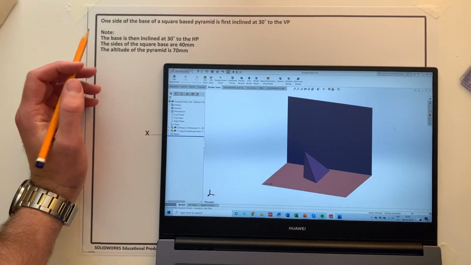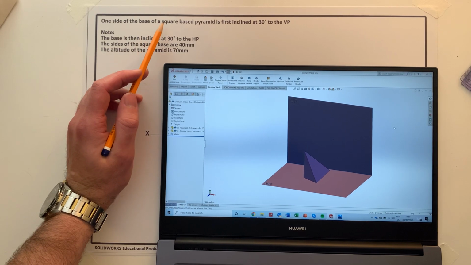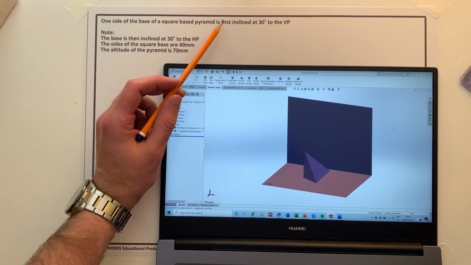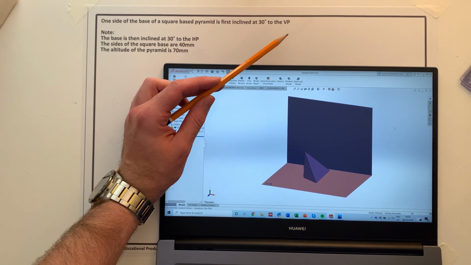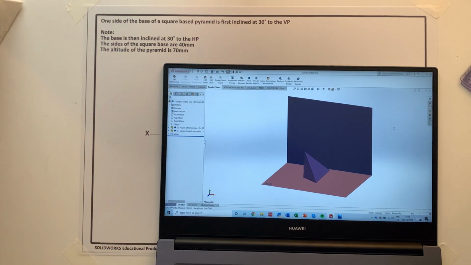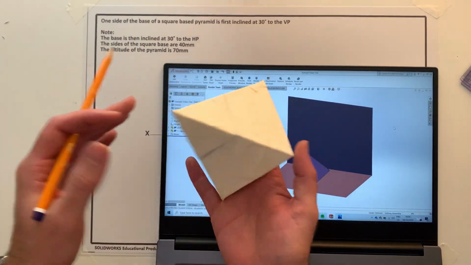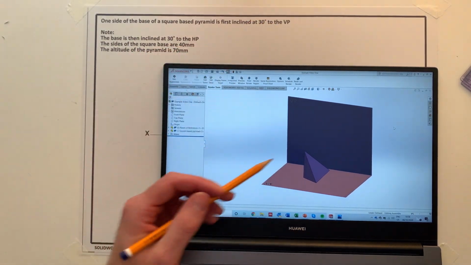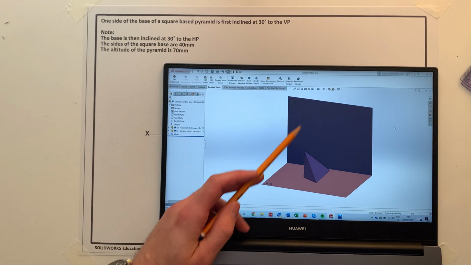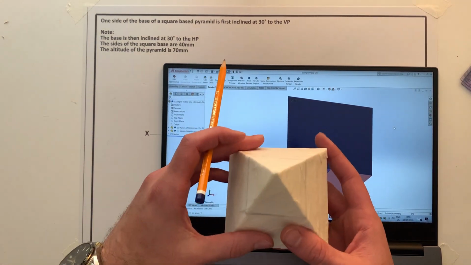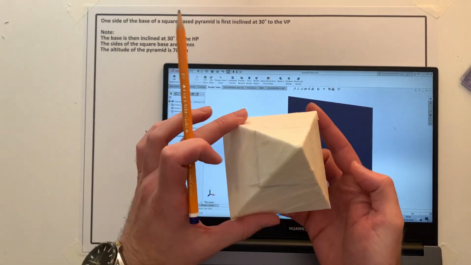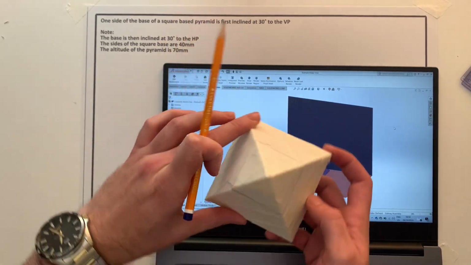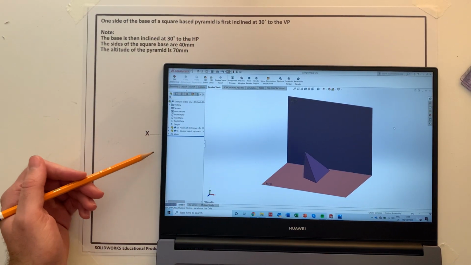So we'll start off. One side of the square of a square base pyramid is first inclined at 30 degrees to the vertical plane. Okay, so we have our square base pyramid, so you can imagine just a normal square base pyramid. It is inclined 30 degrees to the vertical plane. So where's our vertical plane? Our vertical plane is back here. So that means, looking at our square base pyramid, it's going to be rotated outwards like so, below one plane.